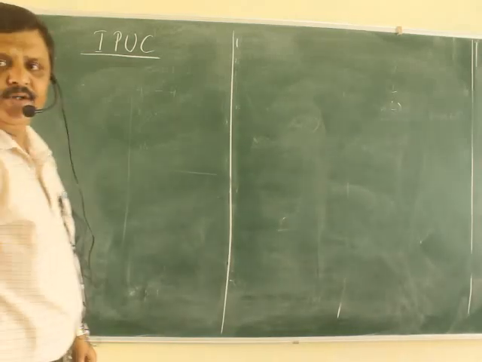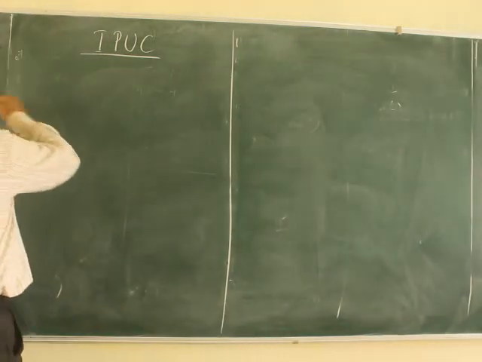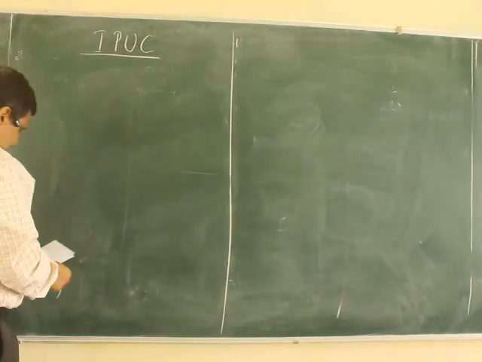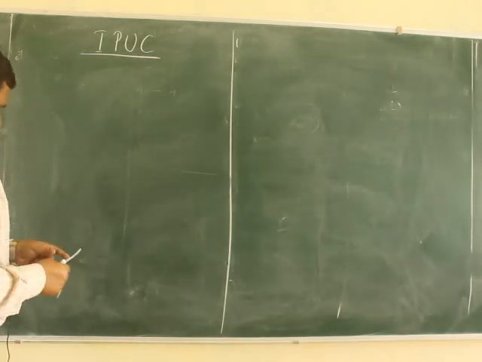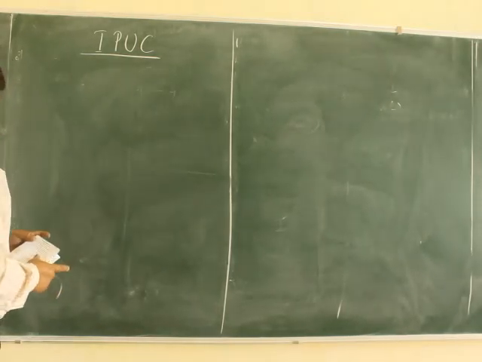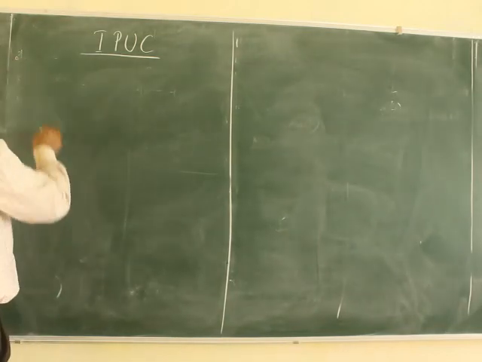Hello dear students. In the last class we were discussing taxonomical aids. Under that we discussed herbarium, botanical garden, etc. Today let us have a discussion of zoological park.